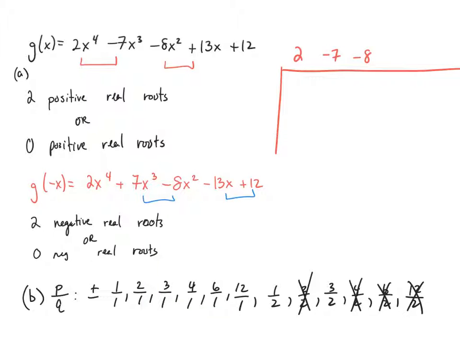4 and take 2, -7, -8, positive 13, positive 12. Okay. So you carry down the 2, 8 minus 7 is 1. 4 minus 8 is -4. -16 plus 13 is -3. And then 4 times -3 is -12. Oh, look at that. Nice work.